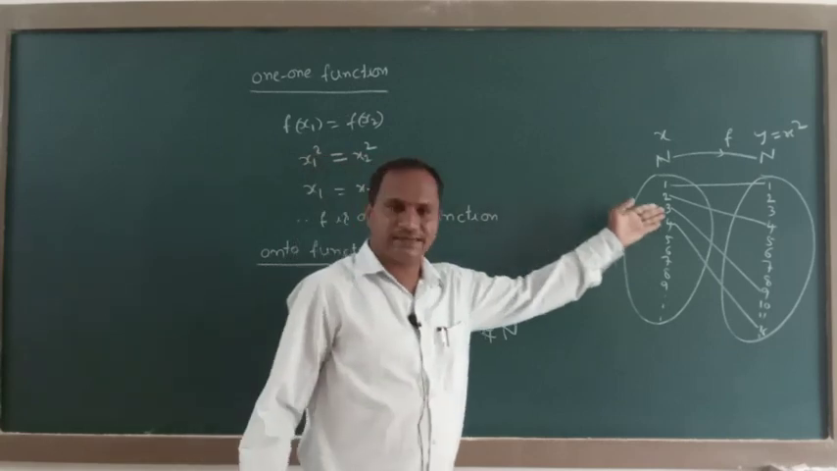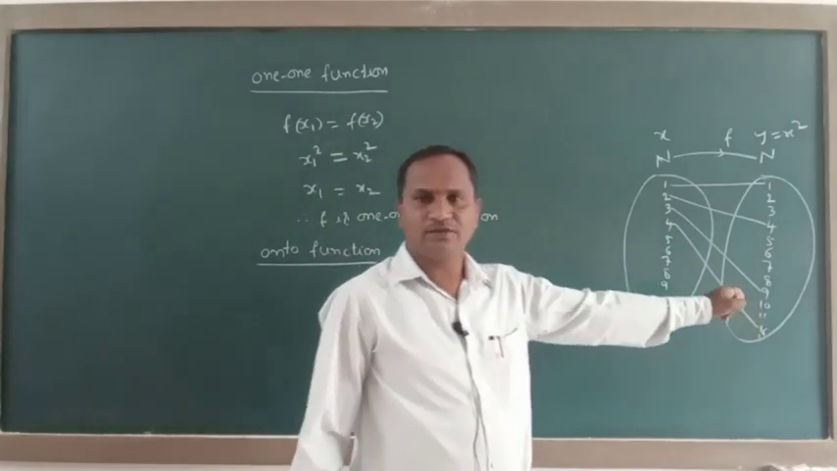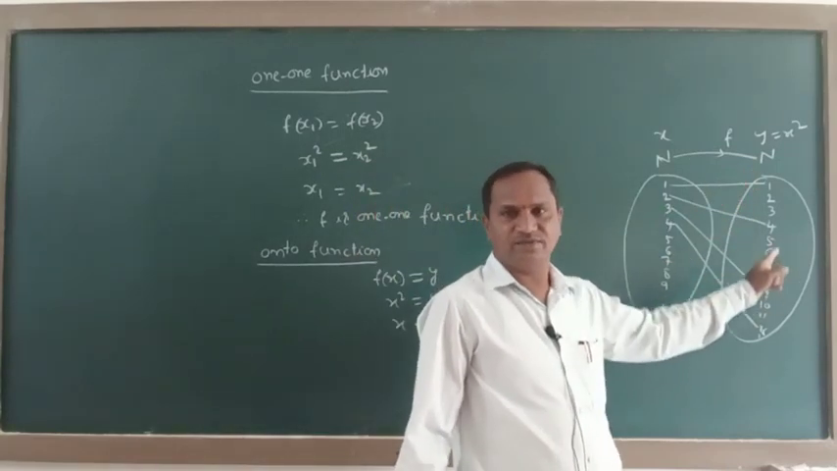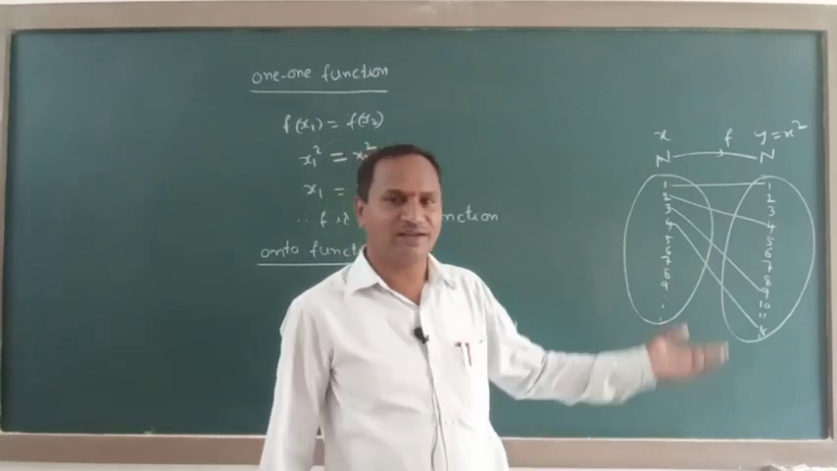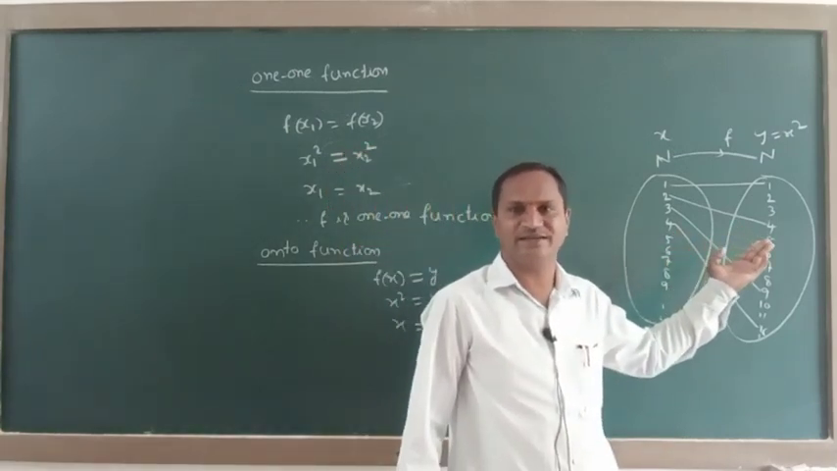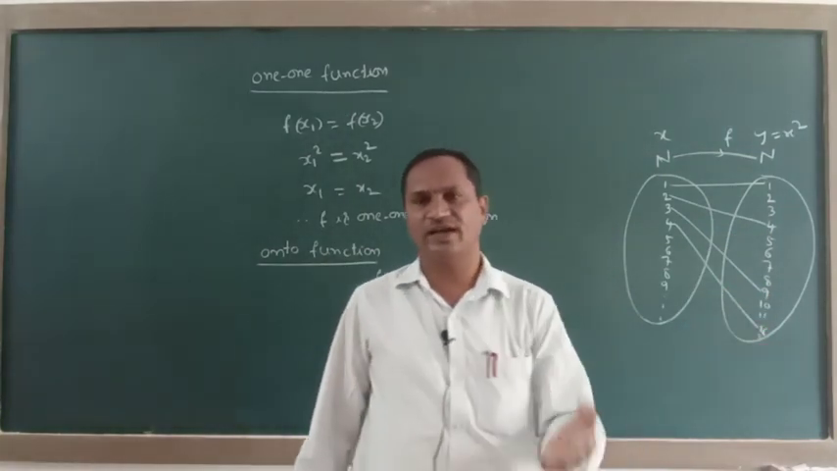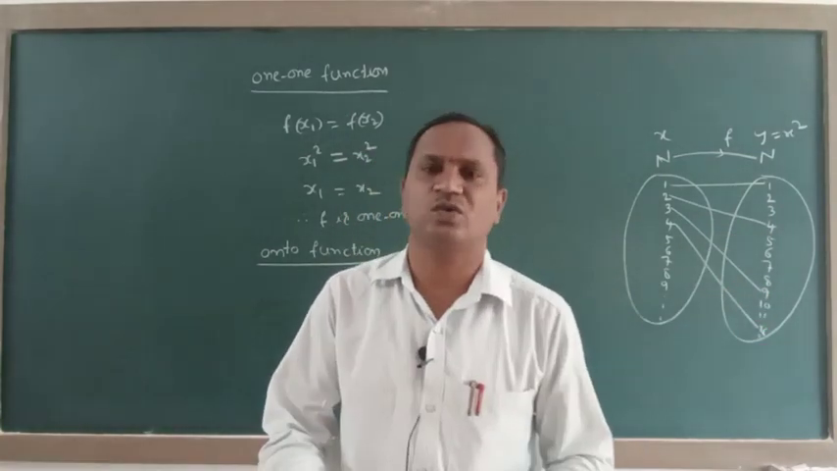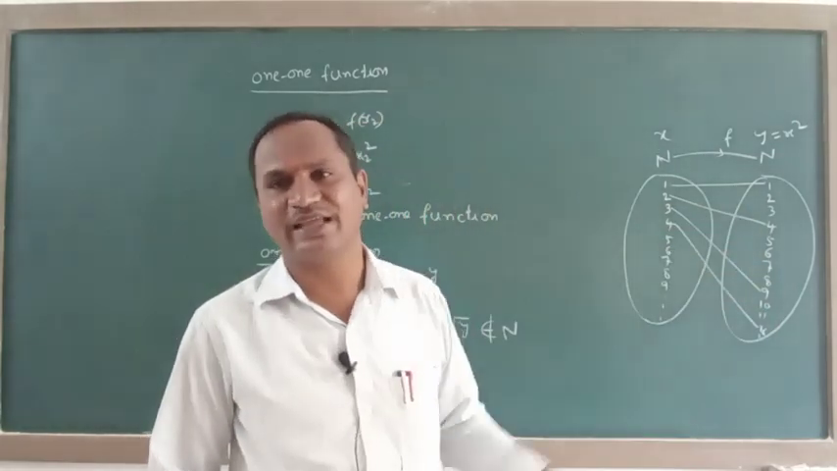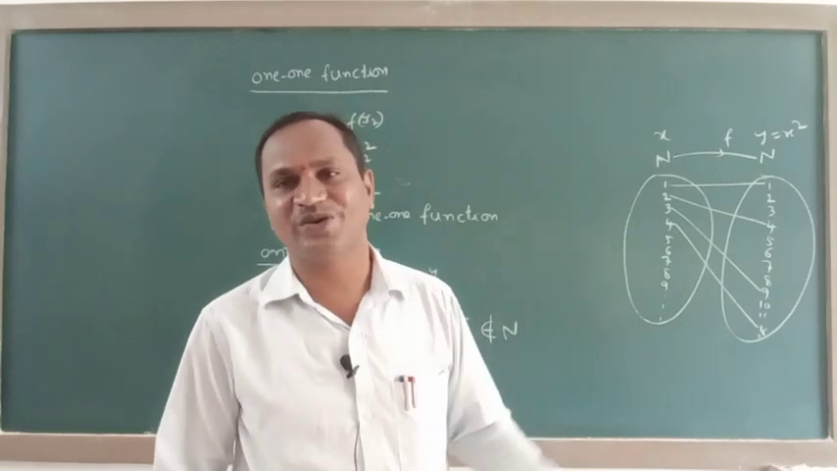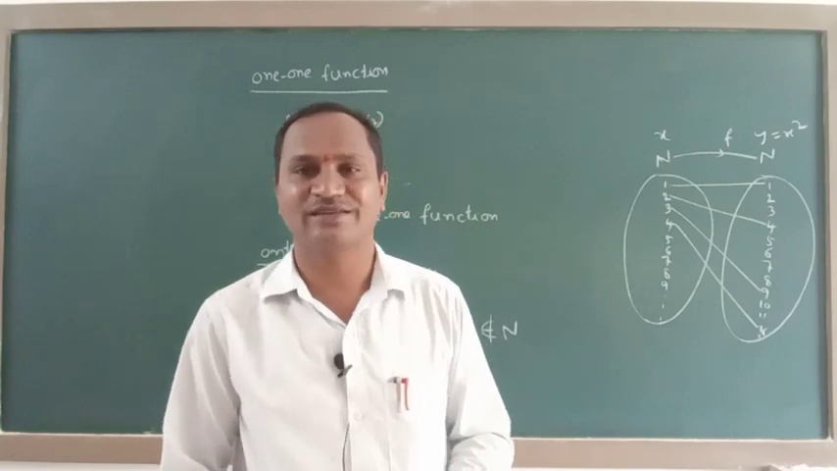Otherwise, by seeing that diagrammatical representation here, in the case of codomain, whole codomain means set of all natural numbers. Range means only the set of all images. What are the images here we are going to get? 1, 4, 9, 16, 25. Like that we will get only perfect square numbers. That is the range. But codomain is the whole set capital N. But range is not equal to codomain. That's why easily we can say that f is not an onto function.